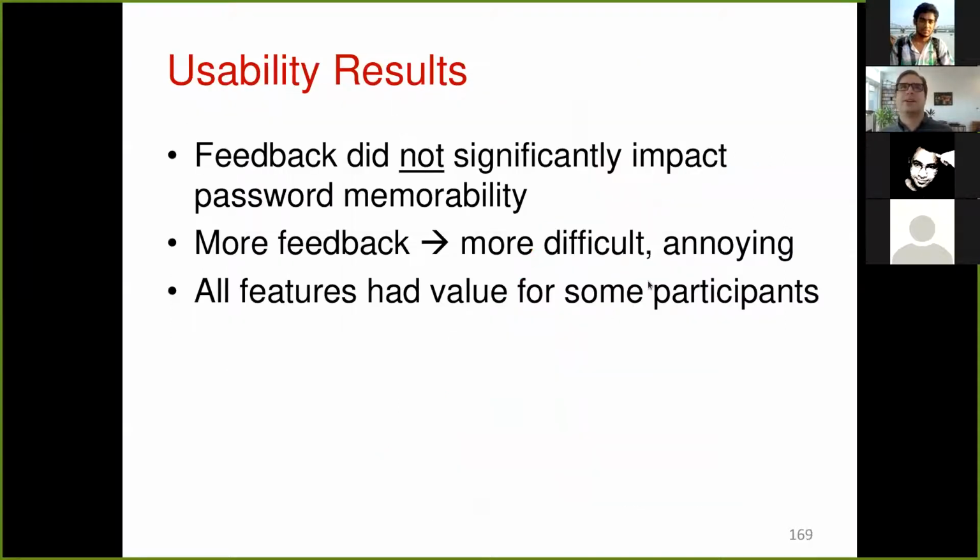Right. And ultimately we also looked again at usability analyses and found the passwords were not less memorable. Although the more feedback we gave, people did find it more annoying, which is fair. It is more annoying.